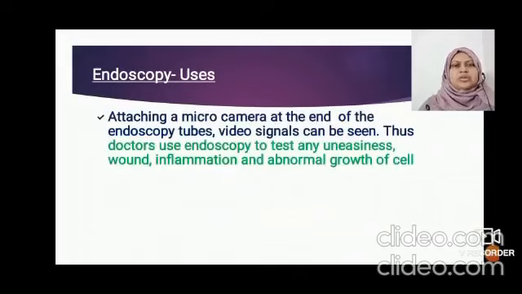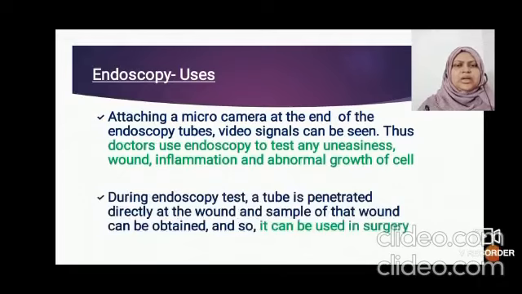Now, uses of endoscopy. Attaching a micro camera at the end of the endoscopy tubes, video signals can be seen. Thus, doctors use endoscopy to test any wound, inflammation and abnormal growth of cell. During endoscopy test, a tube is penetrated directly at the wound and a sample of that wound can be obtained, and so it can be used in surgery.